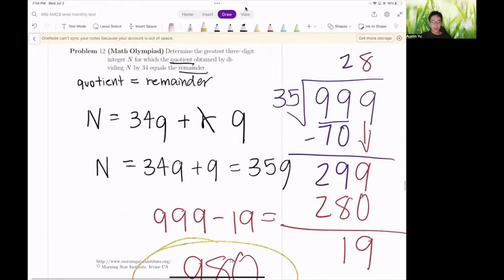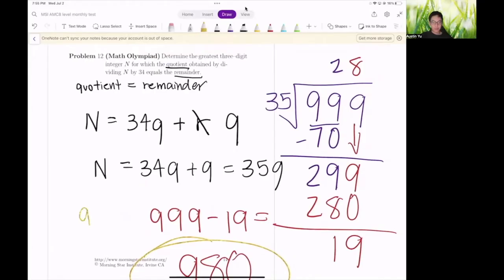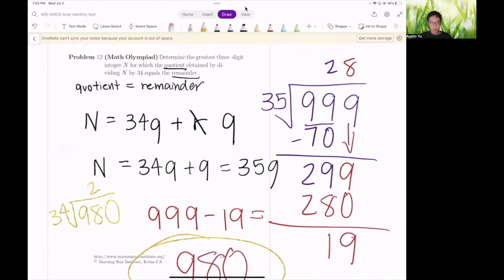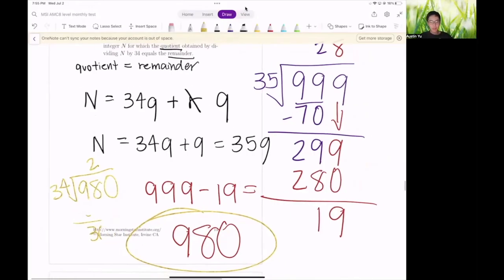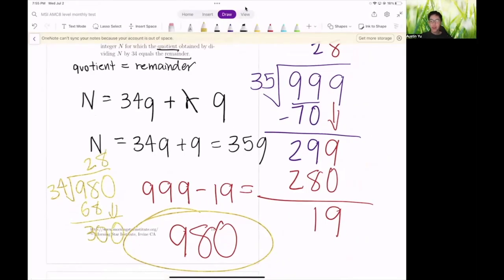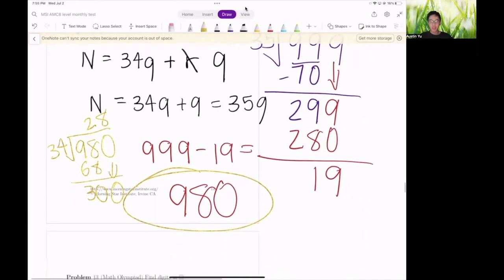But let's find this out first, right? Let's find out 980 divided by 34. Let's just see what the quotient is, right? Let's just see what the remainder is. And how many times does 34 go into 98? Well, that would just be 2, right? Because 2 times 34, that is 68. And this would just be 30 carried down. And then we carry down the 0 here, which is 300. And then 300 divided by 34, this would be 8 on top, 8 right here. And then 8 times 34, this would give us 272.